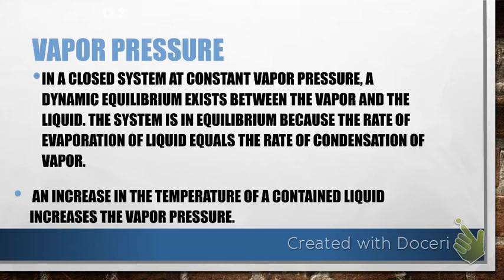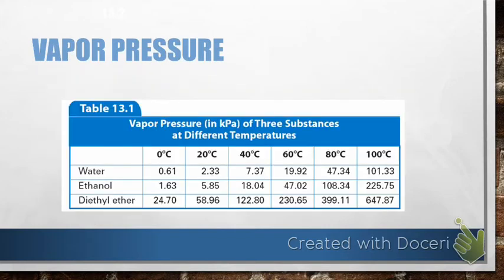If we were to heat up that closed system, if we increase the temperature, then we're going to increase the vapor pressure. Those molecules are going to move faster to go from the liquid state to the vapor or gaseous state, and that's going to make more pressure, increase the vapor pressure with the temperature.